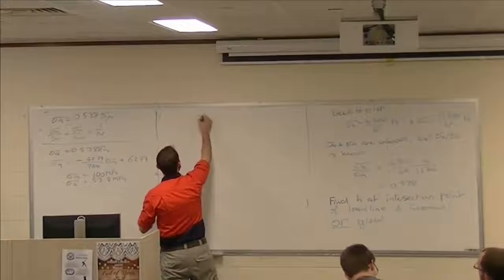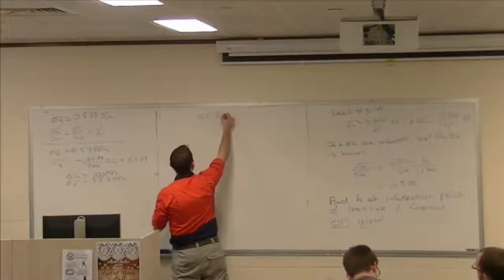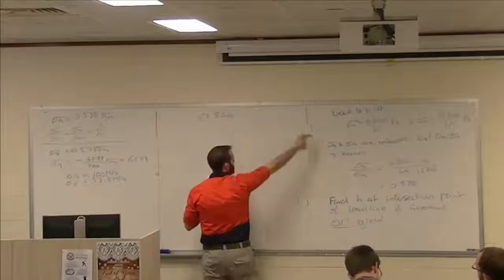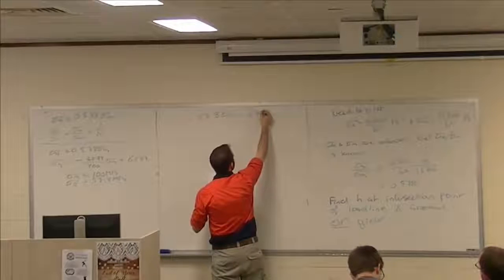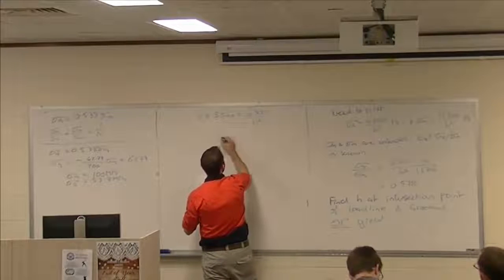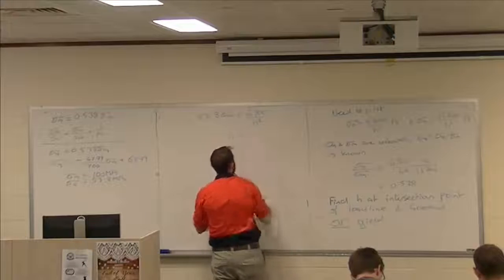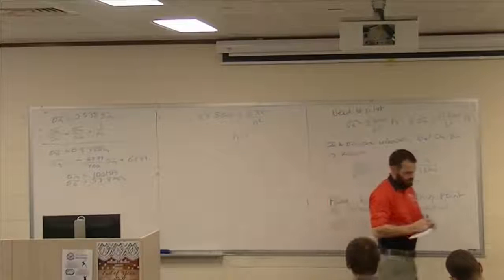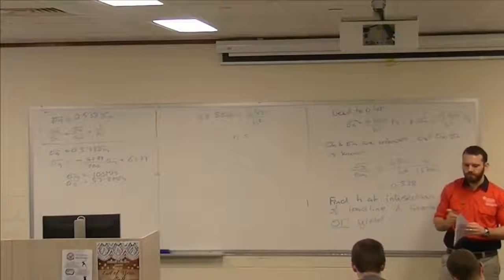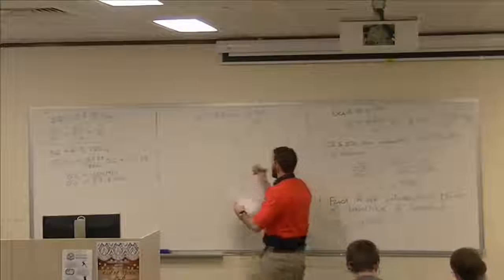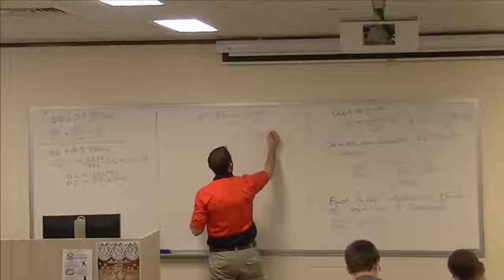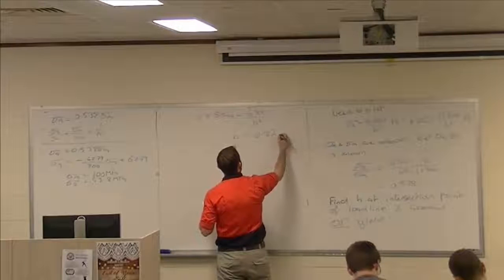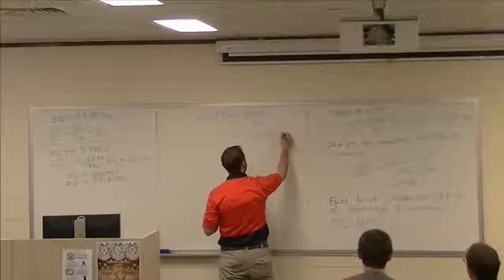Alright, so sigma A is 53.8 by 10 to the 6, and that equals over here 6300 on h squared, therefore h equals, can we calculate that? 10.82. 10.82 what? Millimetres.